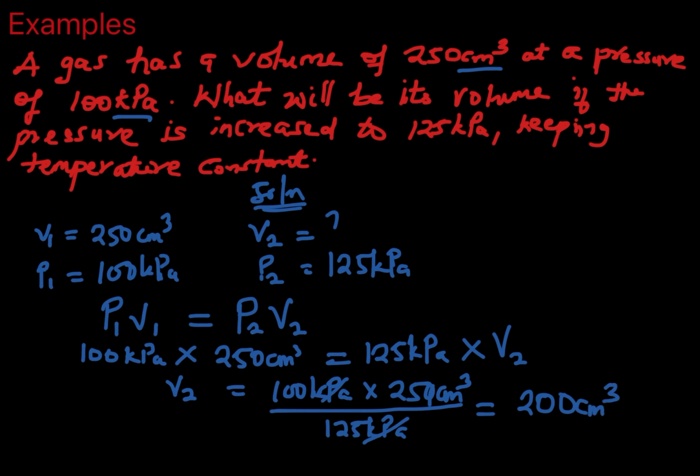So you need to know the values well, know which one is your V1, which one is your V2, which one is your P1, which one is your P2. Once you are able to identify them, you know which one you are supposed to look for and which one has been given to you in the question. That's our first example on Boyle's law.